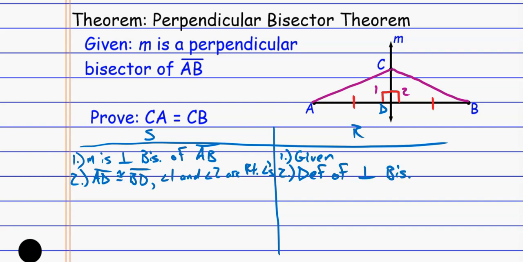Okay, and now from here, I have to think about what I know. If I know that those two angles are right angles, I immediately know that they're congruent to one another. So I'm going to say that angle 1 is congruent to angle 2. And that's because all right angles are congruent.